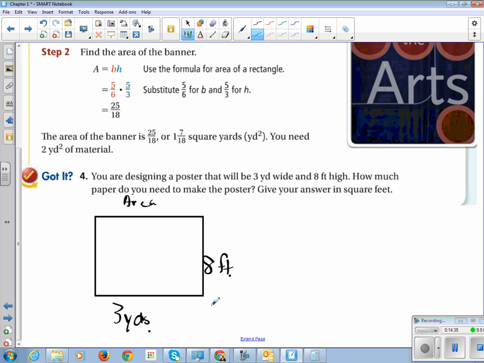Unfortunately, we need to fix our units. 3 yards. There are 3 feet in each yard. So we're going to multiply the 3 by 3 feet per yard to get 9 feet total. So the area is 8 times 9, or 72 square feet. All right, thank you, rectangles.